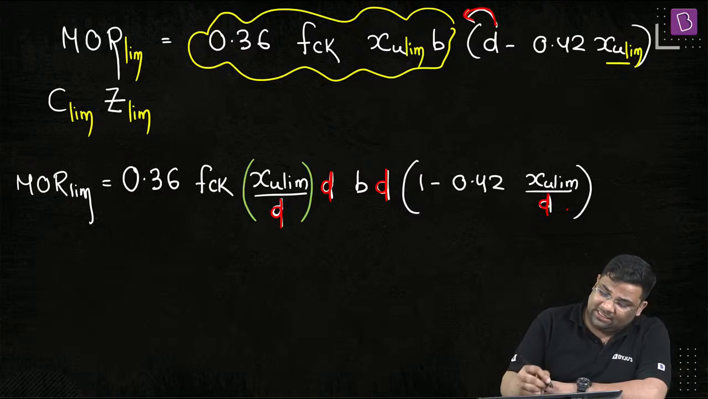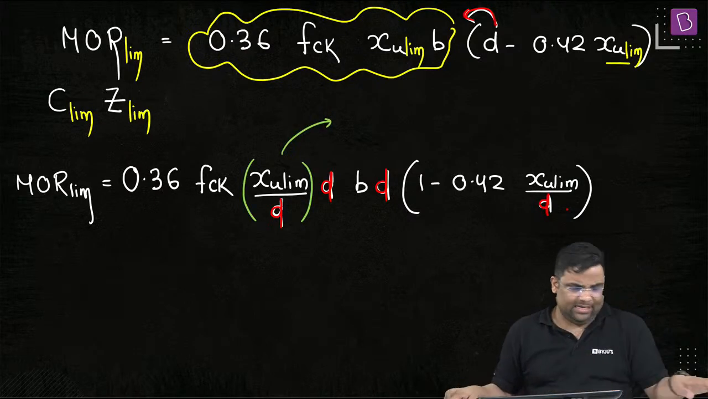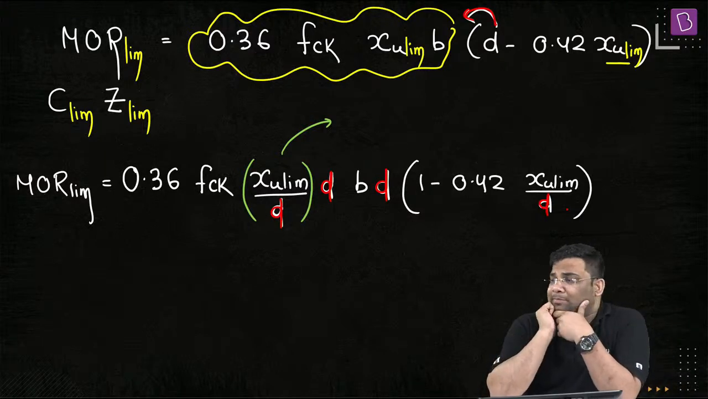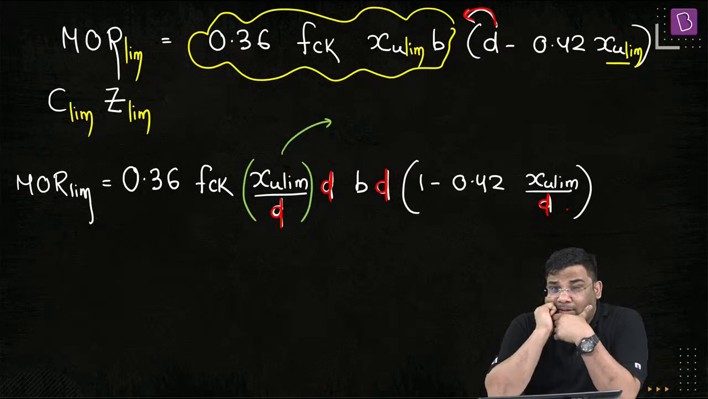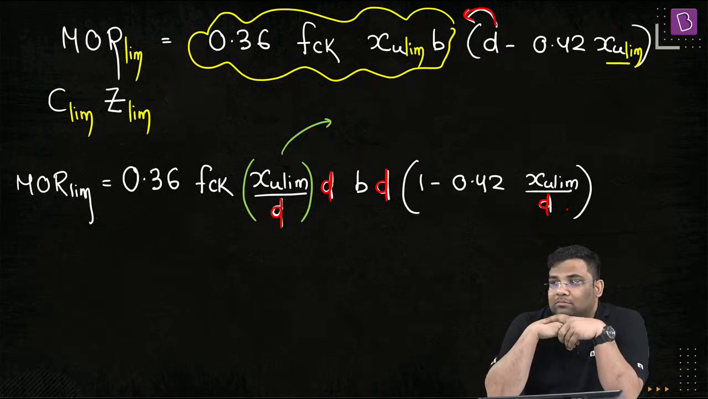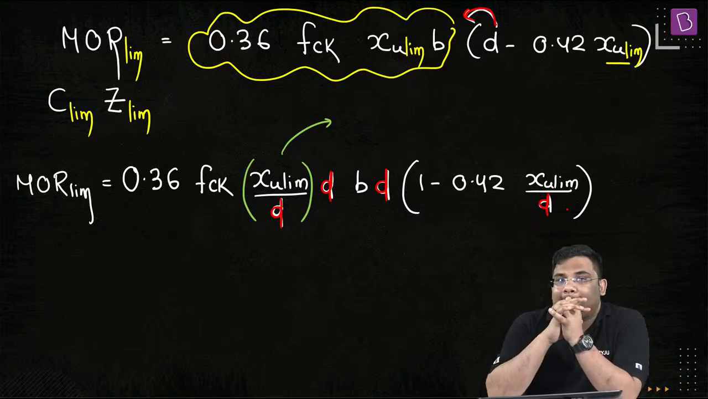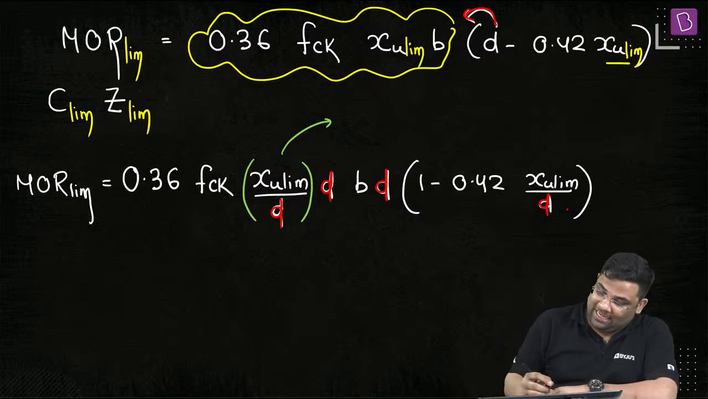XU limiting by D. What is this term? Tell me. What is this XU limiting by D? We just saw, right? Tell me. That is K. Yes.